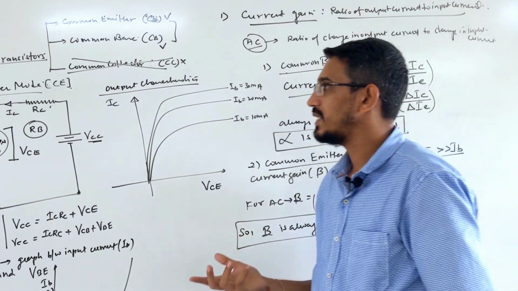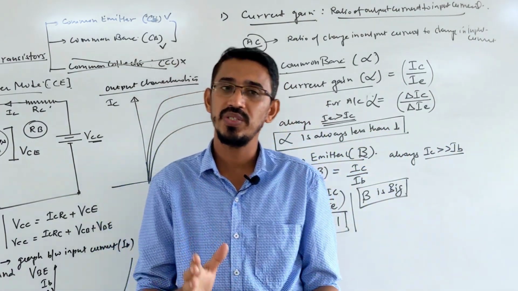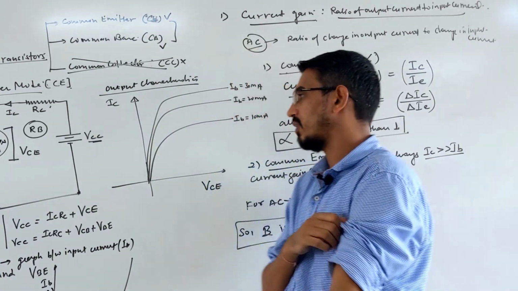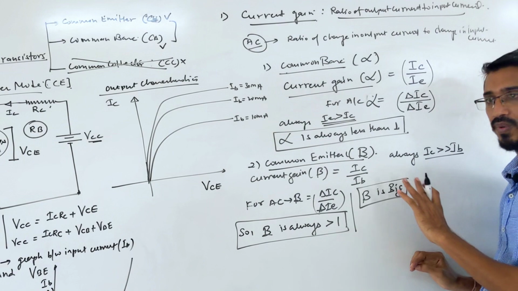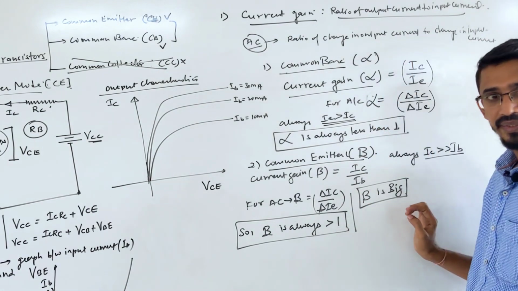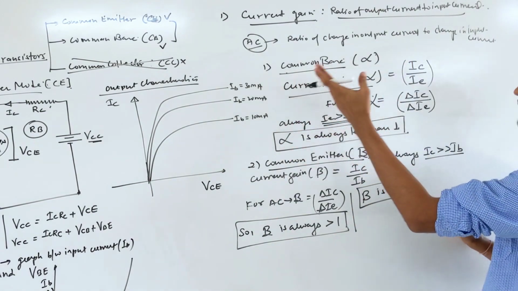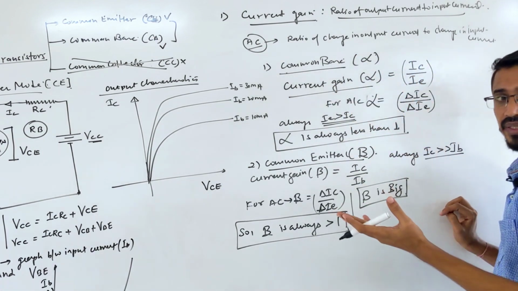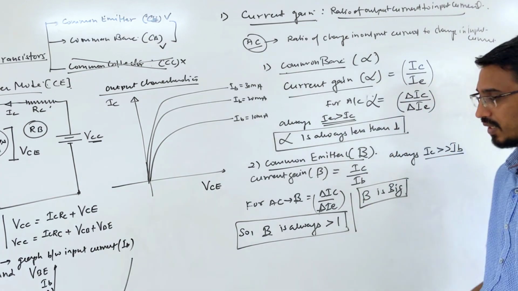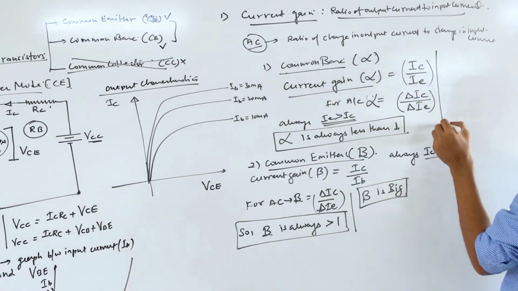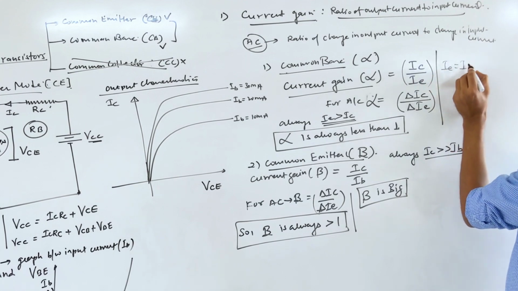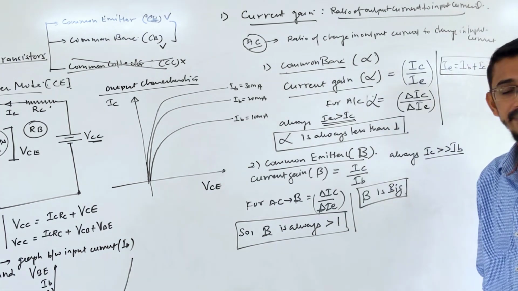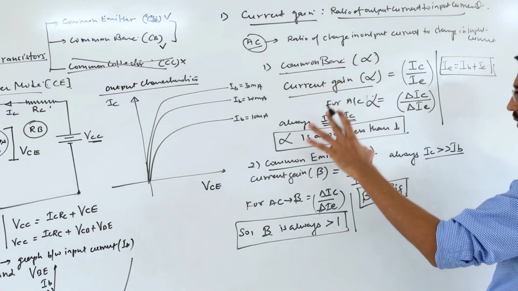When you are finding these gains, first you have to see what configuration is given to you: common emitter or common base. If common emitter is given, then the current gain will have a different formula. So use either this formula or that formula. If you are finding current gain and need IC by IE, and one of the currents is not given but IB is given, then you can use the relation that these three currents are related: IE is always equal to IB plus IC. So you can find the other from this relation if you need.